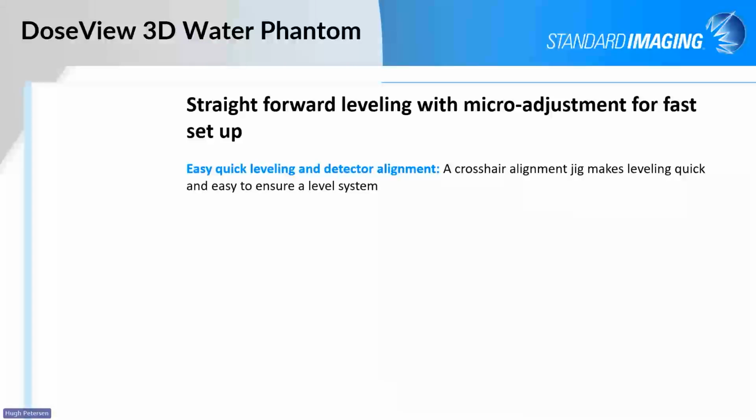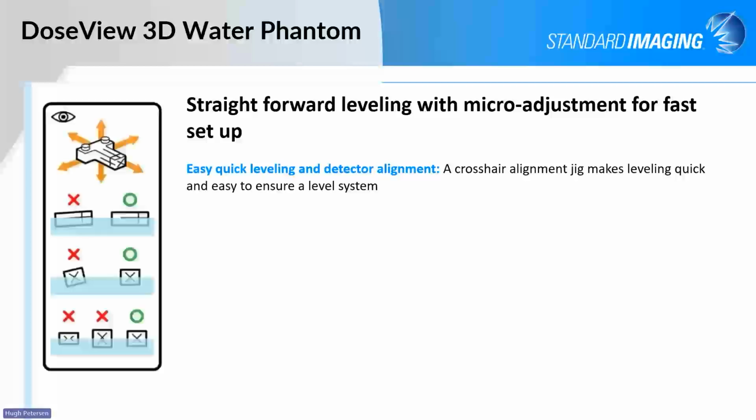I kind of mentioned we don't have auto leveling, but we do have a very straightforward leveling system with very fine micro adjustment, and we've got a detector alignment jig that allows you to place it on the carriage where the chamber would sit. And then you can easily do your runouts, easily do your tracking, get your level of the water. And then as you move out left or right, you can do a fine, quick adjustment on the phantom itself, on the frame, and adjust to the water level.